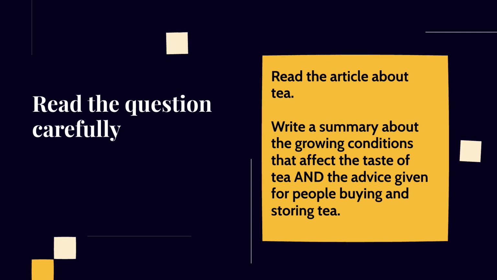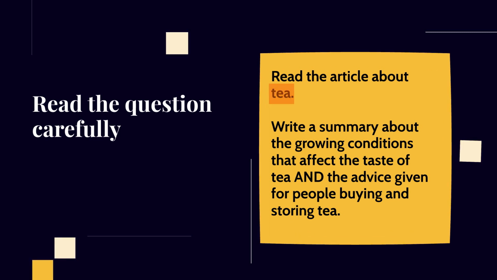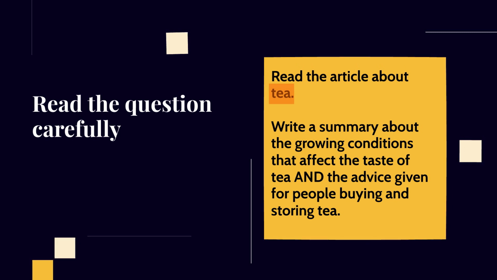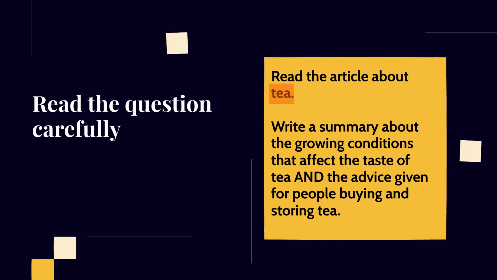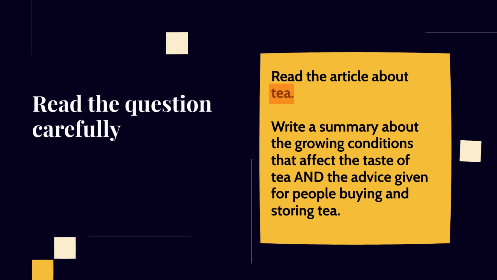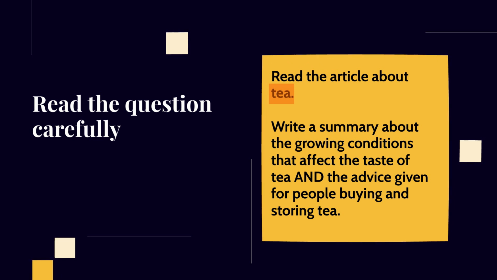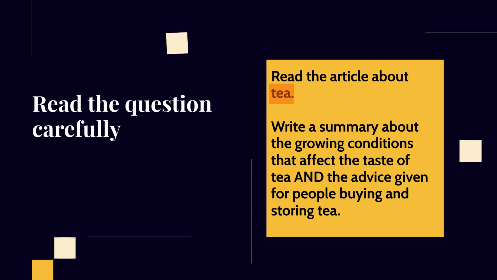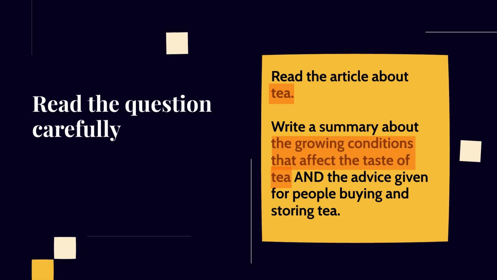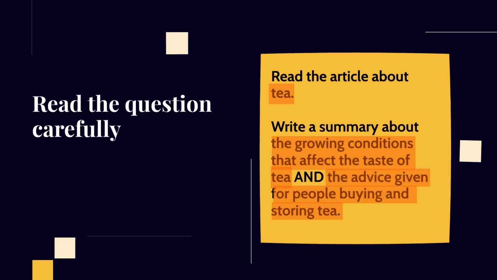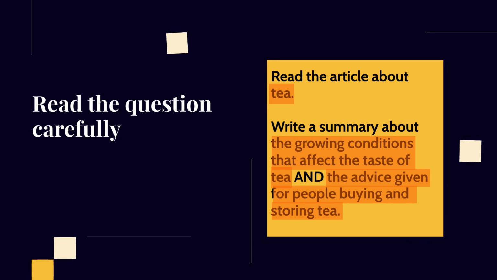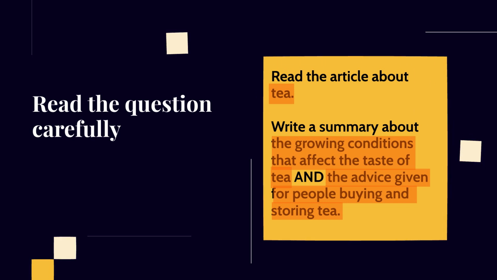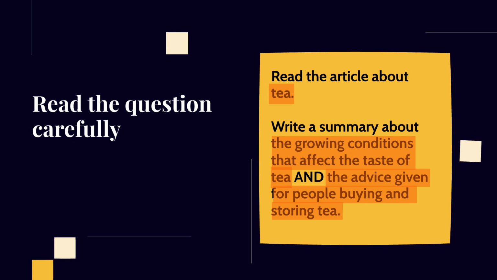In this example, the whole text is about tea, but you are asked to write about the growing conditions that affect the taste of tea, and the advice given for people buying and storing tea. Unlike the first example, you have to find 2 aspects of the text. Here is the first one. And this is the second one. Again, keep the 2 aspects that you need to look for clear in your mind when reading the text.